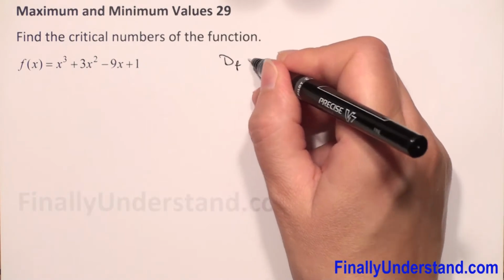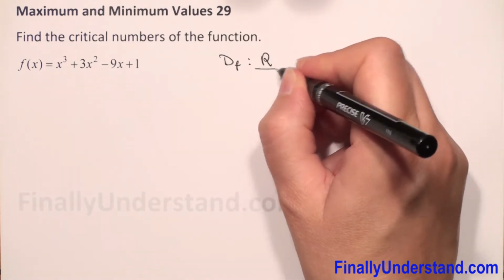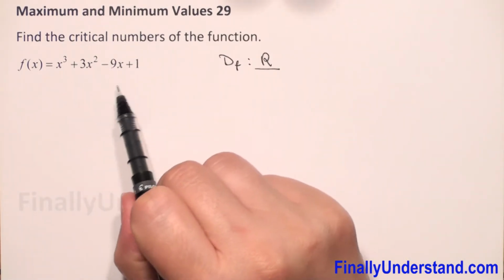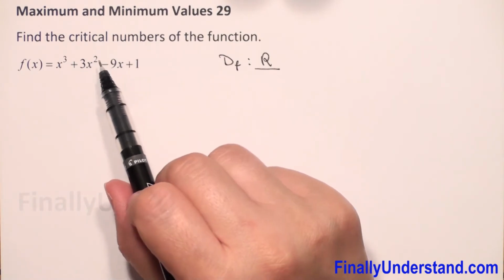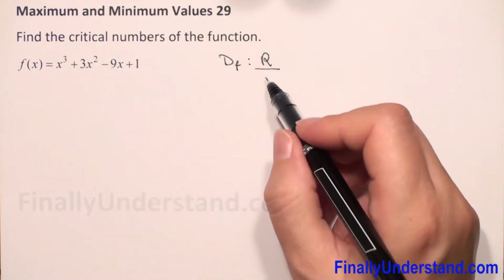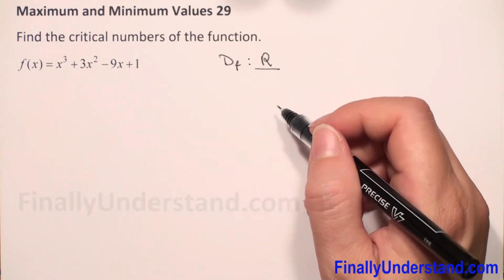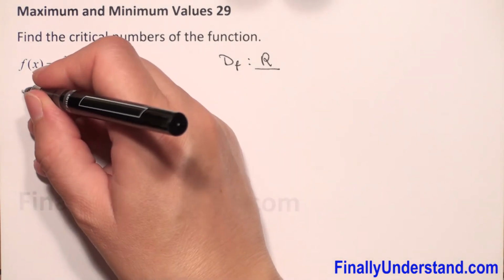The domain of f function will be all real numbers. Why? Because we have power, addition, subtraction, and multiplication, and all these operations we can do for all real numbers. So next we have to find the derivative.